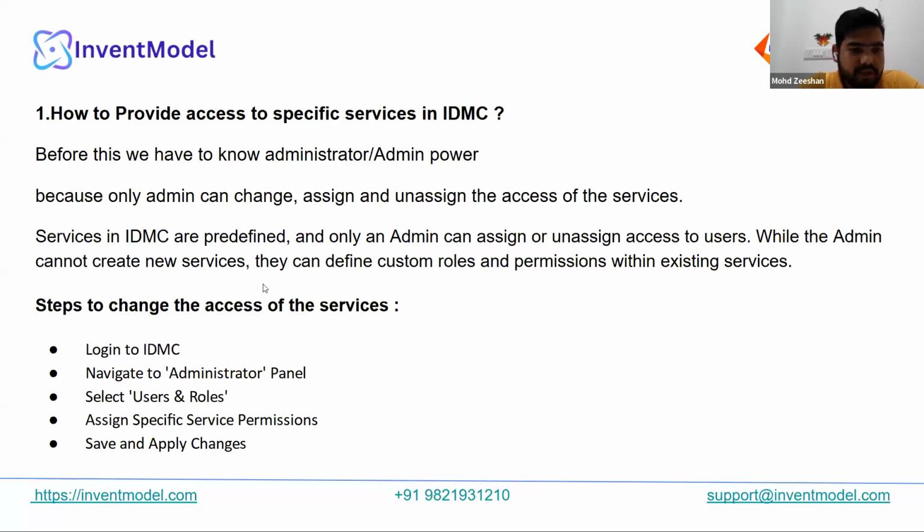Then we have to go to the administrator panel. And in the administrator panel, we have the option users and roles. We will see it in the next slide. Then we have to select users and roles. And here we can see some specific services and permissions. And here we can see the next step, assign specific service and permissions. And then we have to save it. So in the next slide, you can see here.